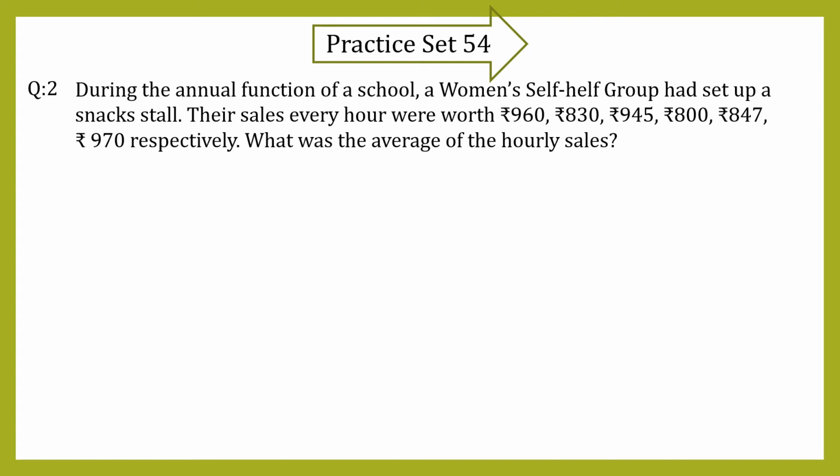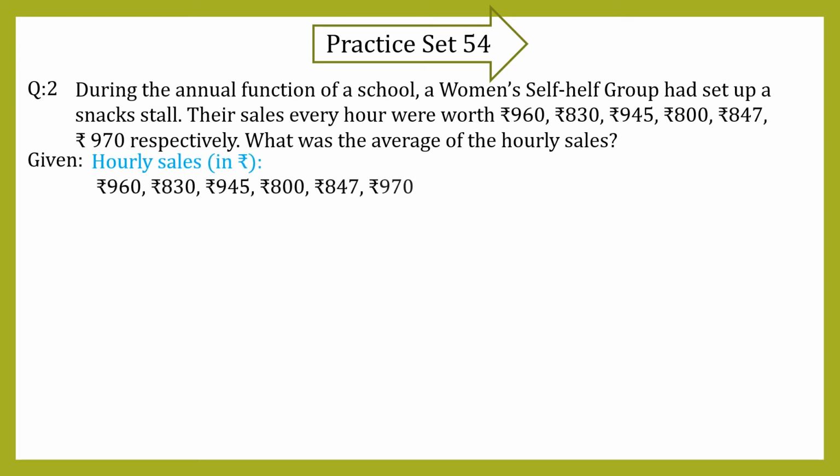That is, on an average, in 1 hour or in each hour, how much sales is done by the women self-help group. Now, let's see the first step that is given. Hourly sales in rupees is rupees 960, 830, 945, 800, 847, 970. Now what we have to find out is the average of the hourly sales.